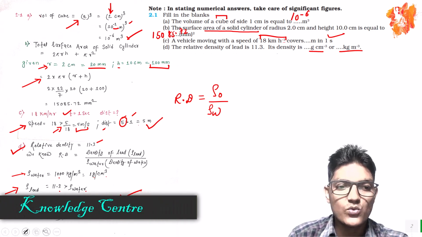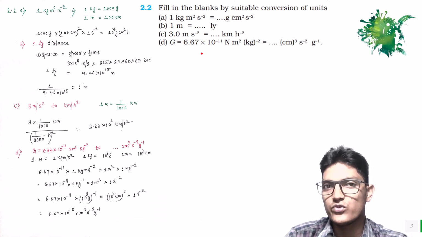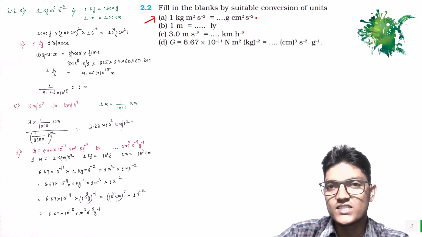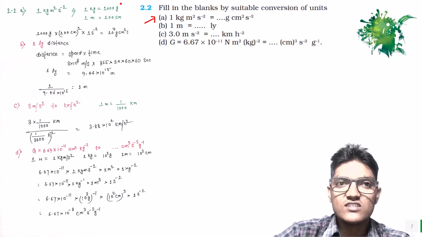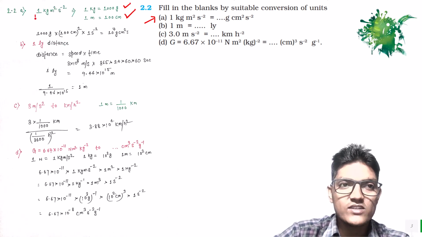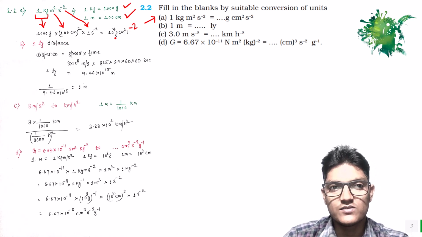Okay, and the next question here is we have to fill in the blanks by suitable conversion of unit. First of all, we have to convert 1 kilogram meter square per second square into gram centimeter square per second square. So 1 kg is equal to 1000 grams and 1 meter is equal to 100 centimeters. So just put the values. On the place of 1 kg, we can put 1000 grams. On the place of meter, we can put 100 centimeter. And the second will remain as it is. So you will get your answer 10 to the power 7 gram centimeter square per second square. That will be the answer.